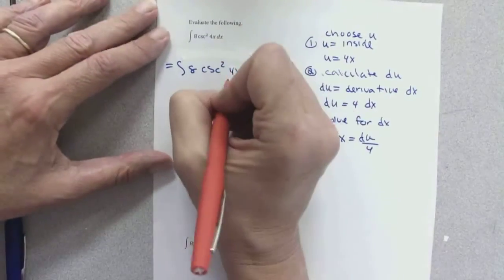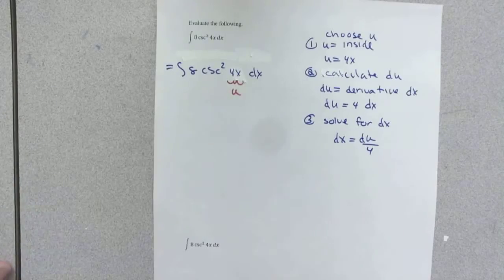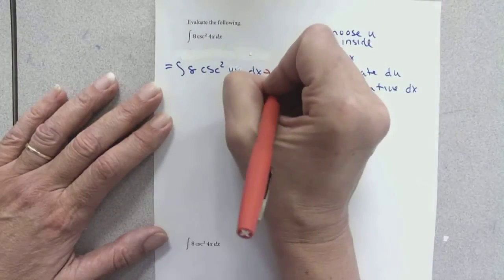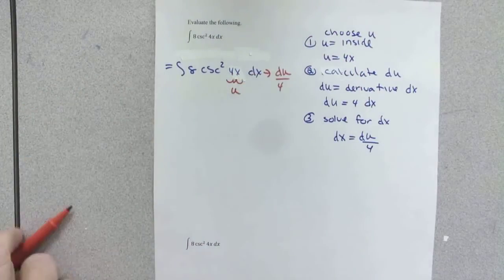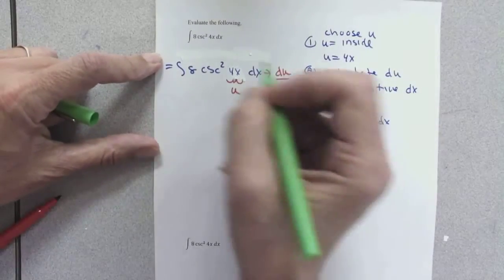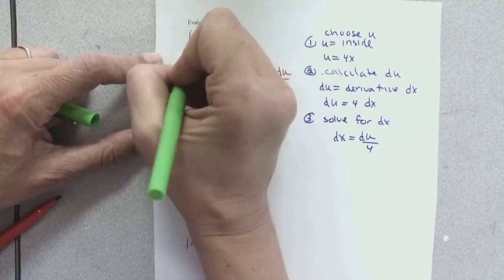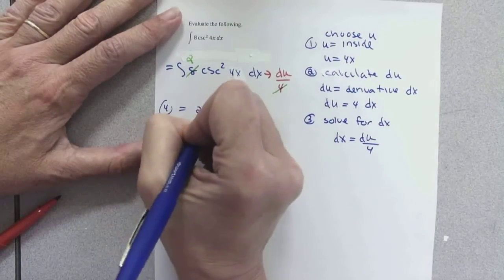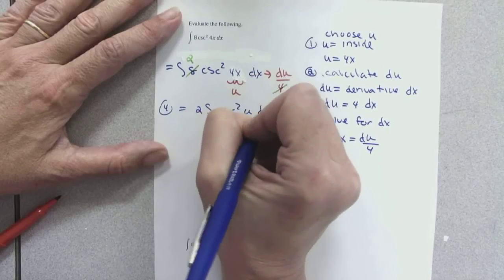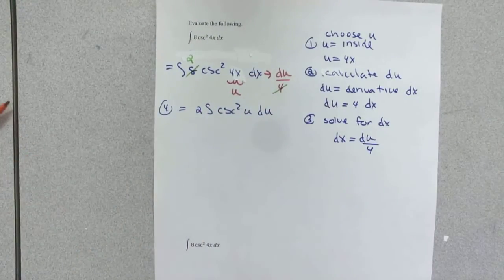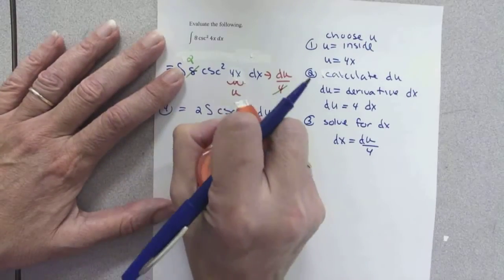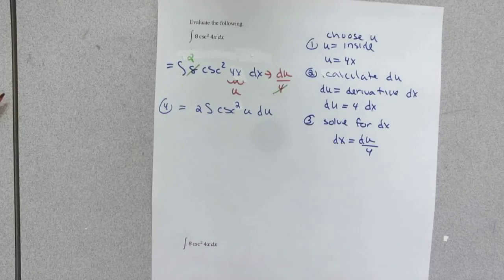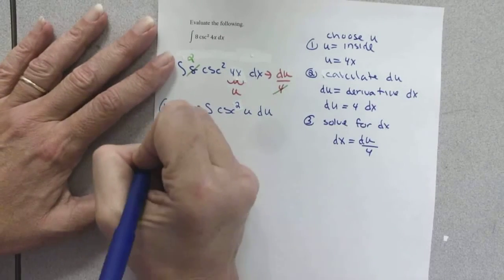Then I make my substitution. That 4x is going to be u. Dx we calculated over here. Dx is going to be represented by du over 4. I get some canceling. The 4 and the 8 cancel, leaving 2. And so for step 4, I end up with 2 cosecant squared u du. And there's the point to a u substitution. I took something that was a little complicated looking and transformed it into something that's much easier looking in terms of one variable.